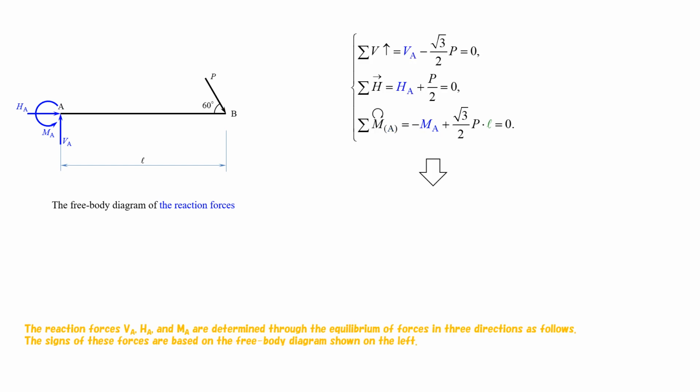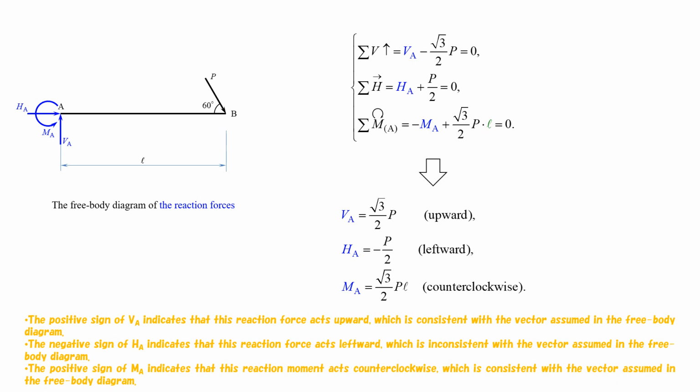The reaction forces, VA, HA, and MA, are determined through the equilibrium of forces in 3 directions, as follows. The signs of these forces are based on the free body diagram, shown on the left. The positive sign of VA indicates that this reaction force acts upward, which is consistent with the vector assumed in the free body diagram.